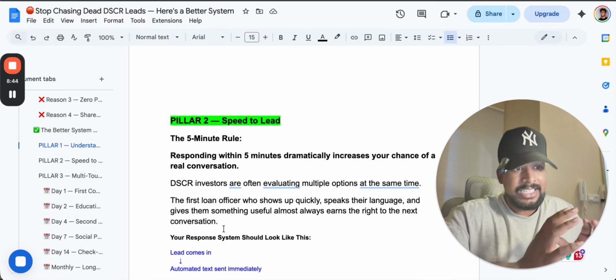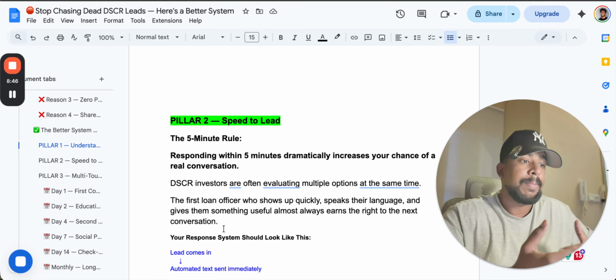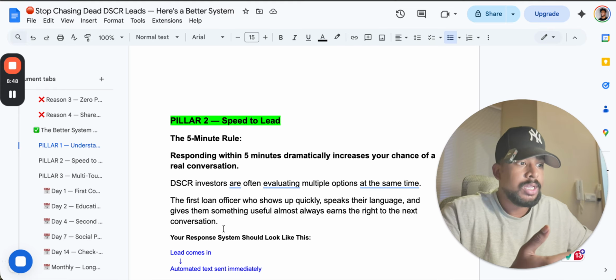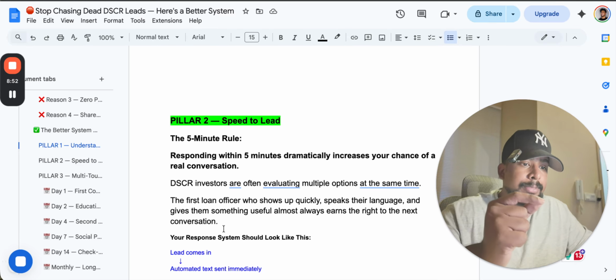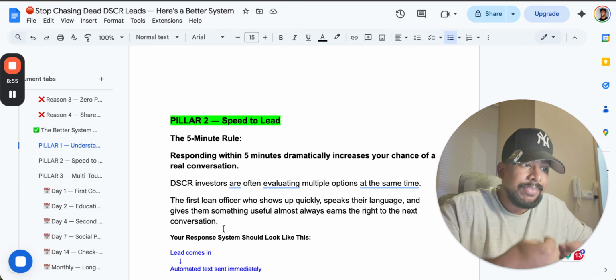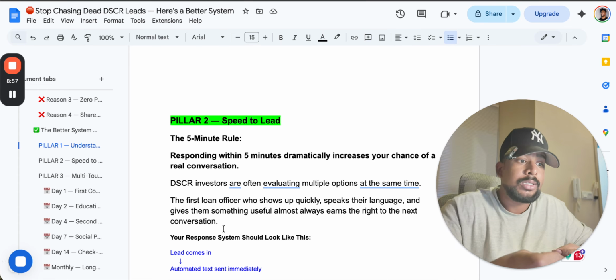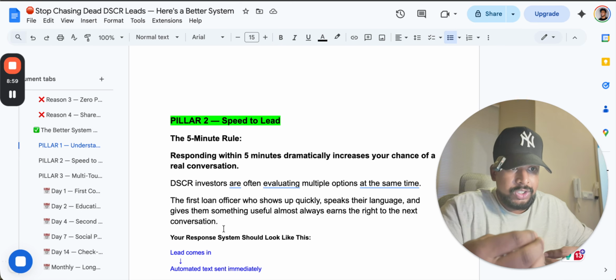DSCR investors are often evaluating multiple options. They have seen multiple offers. So the first loan officer who shows up quickly, speaks their language and gives them something useful always earns the right to the next conversation. All right.